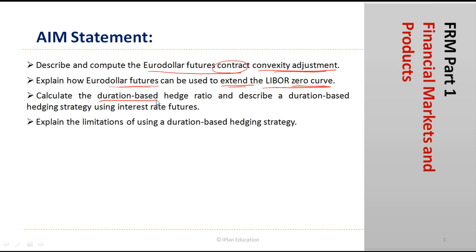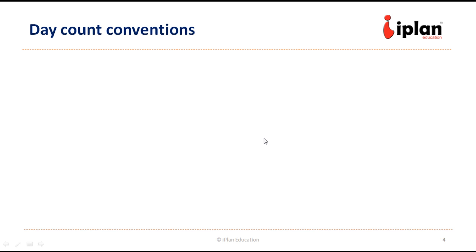Then we learn to calculate a duration based hedge ratio so that portfolio of the bonds can be protected against a small change in the yield curve. And we discuss these duration based hedging strategies using interest rate futures. And finally, we'll understand the limitations of using this kind of duration based hedging strategy. So let us start with day count conventions.